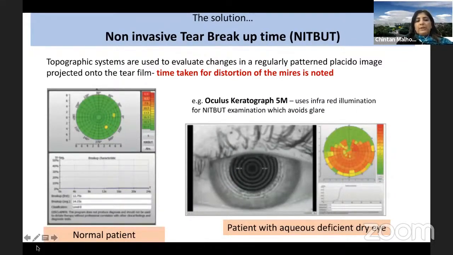Basically, any topographic system which is available can be used to evaluate changes, because the time taken for the distortion of the mires is noted. Of course, the automated systems are much better. For example, the image on the right on an ocular keratograph shows a patient with aqueous deficient dry eye, where we see that these yellow and orange spots are the ones which show the points where the tear film broke up and how quickly it broke up.